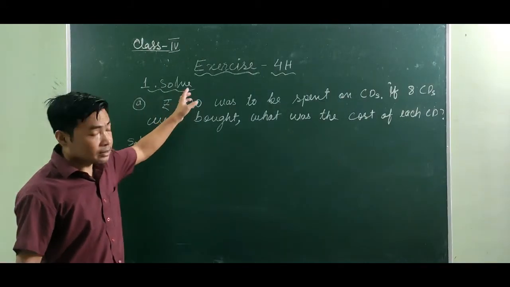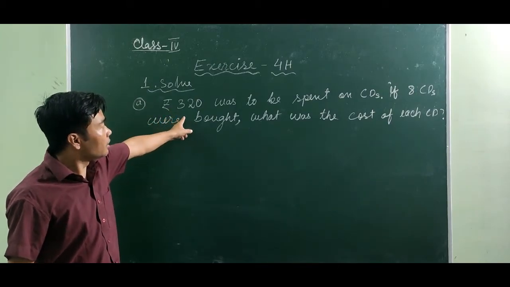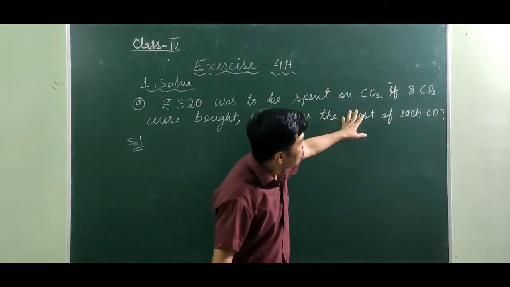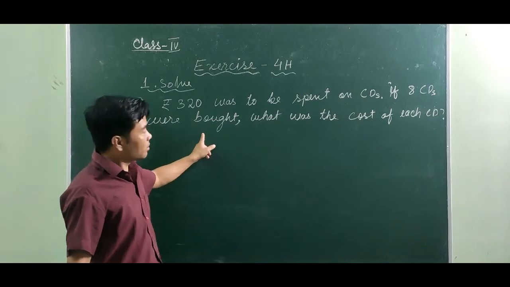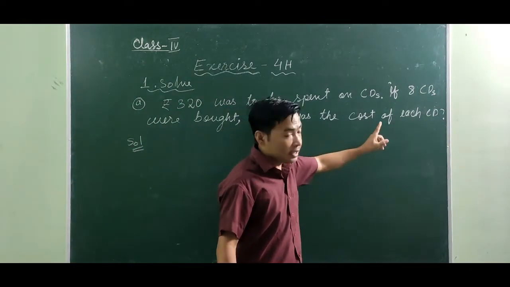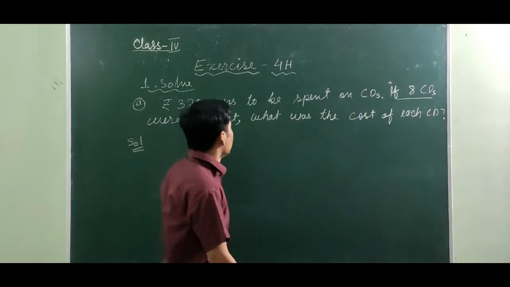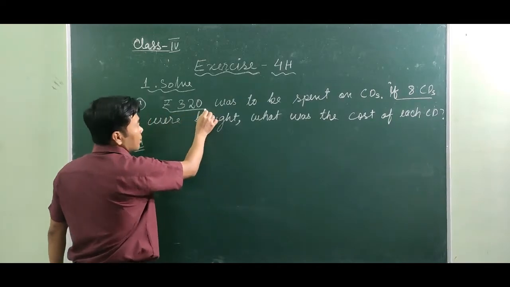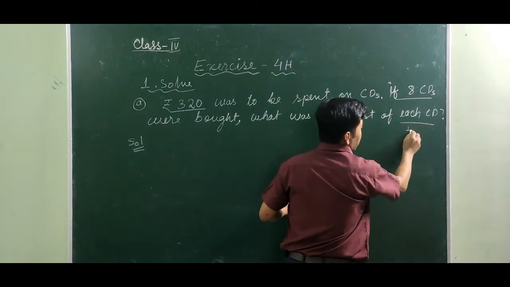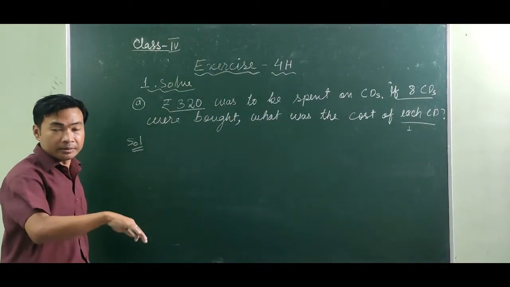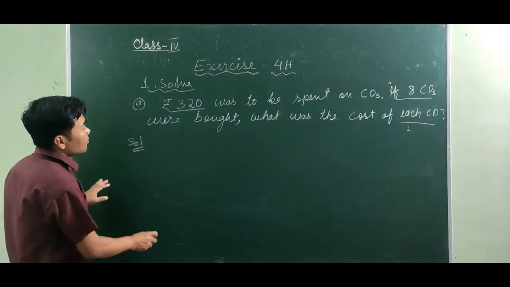Now the next chapter is exercise 4H. Question number 1, solve. A. Rupees 320 was to be spent on CDs. Now, if 8 CDs were bought, what was the cost of each CD? So, we have 8 CDs here, and the total cost is 320 for 8. So, we have to find the cost of 1 CD. Each means 1. So, it's very easy, like the previous problems, we will solve it in the same way here.